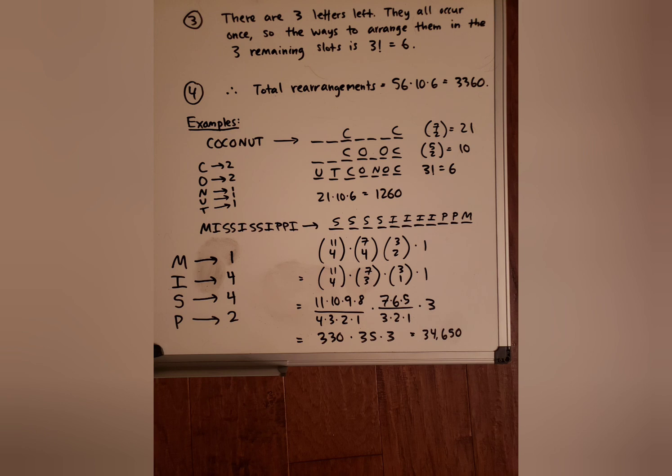Here's a couple more examples of the same type of problem. Notice that I chose to deal with the letters that had the highest frequency first, and then moved down to letters with lower frequency. In the coconut example, you can either start with C or O, and in the Mississippi example, you can start with either S or I. In the Mississippi example, it's okay if you actually start by arranging the P's in first, but in all examples, you want to leave the unique letters for the last.